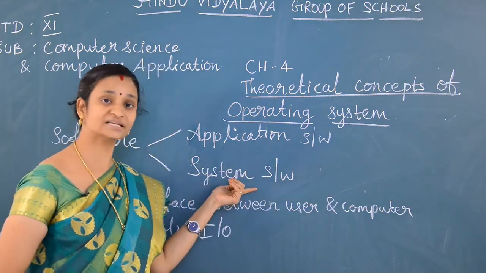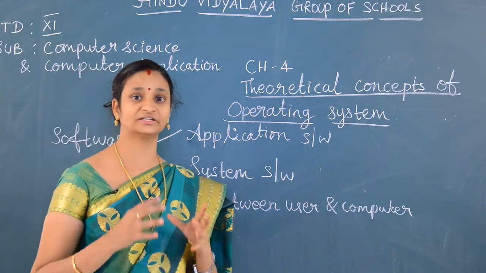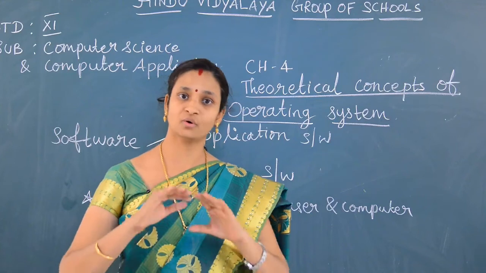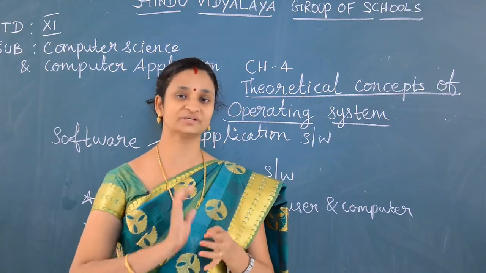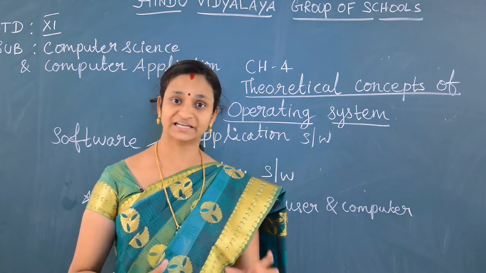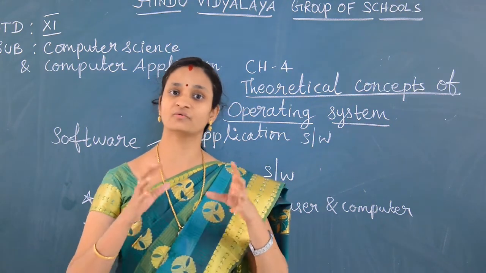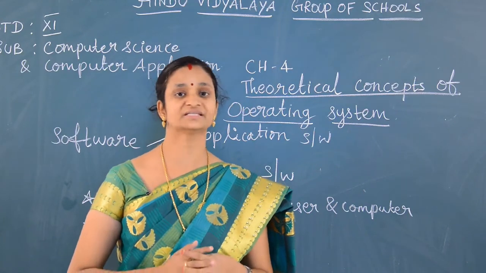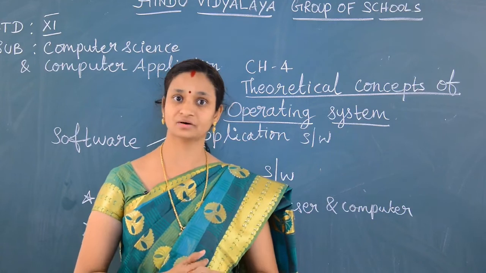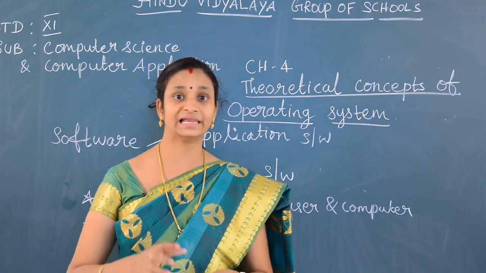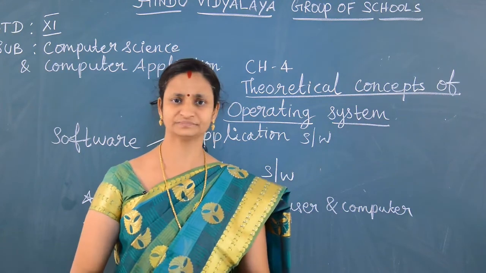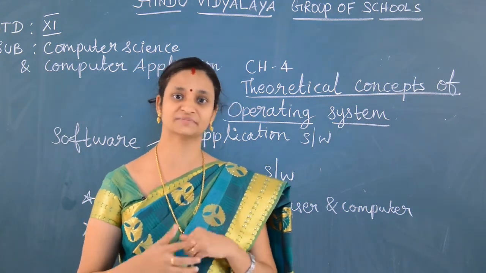Whereas system software is a set of instructions which will control the overall operation of the computer system. We have many examples of system software, like the operating system and language processors like Fortran and COBOL. These are examples of system software.